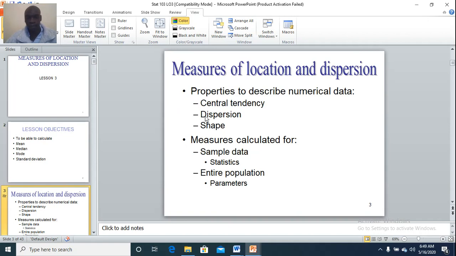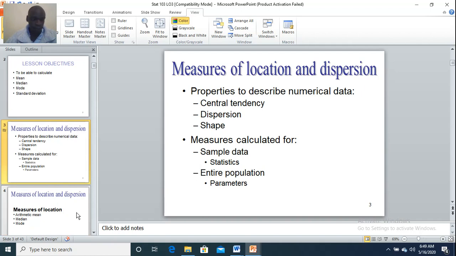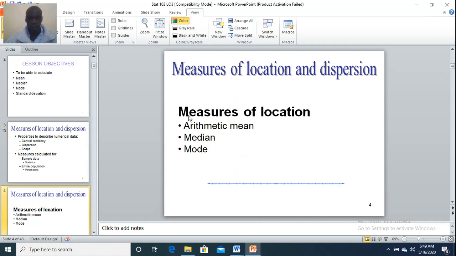We have the measures of central tendency, which are mean, mode, and median. Then dispersion, which is the variance and standard deviation. We are going to be calculating them, but we are going to be doing it for a sample and for a population. So like I said, measures of location or central tendency are just the mean, median, and mode.